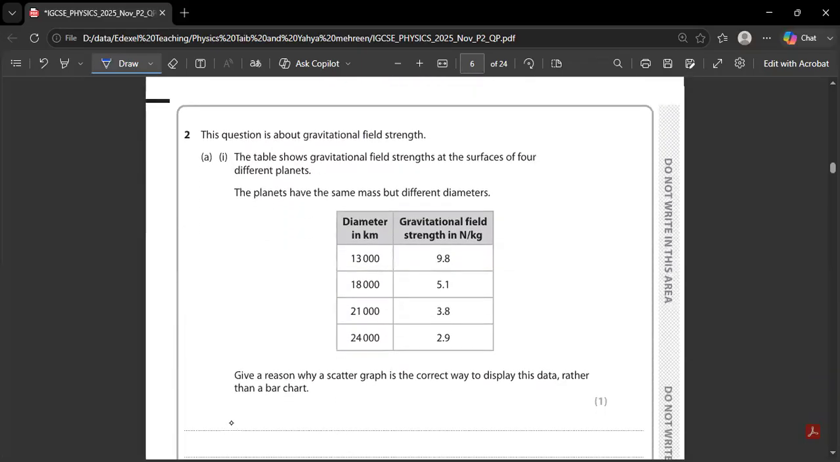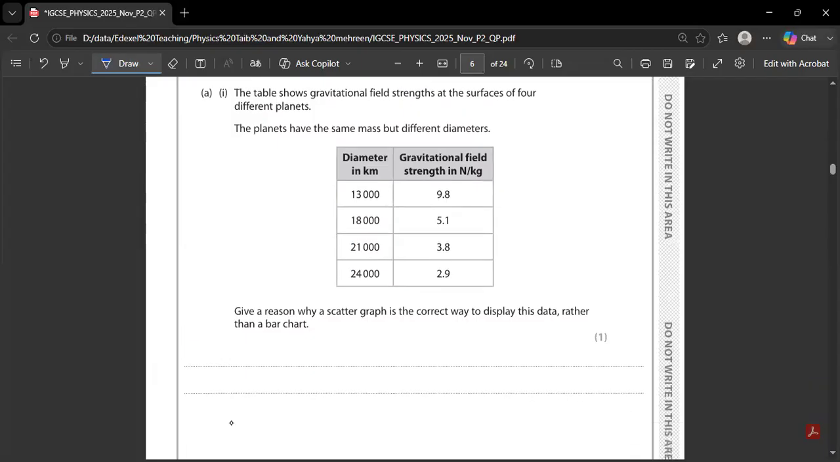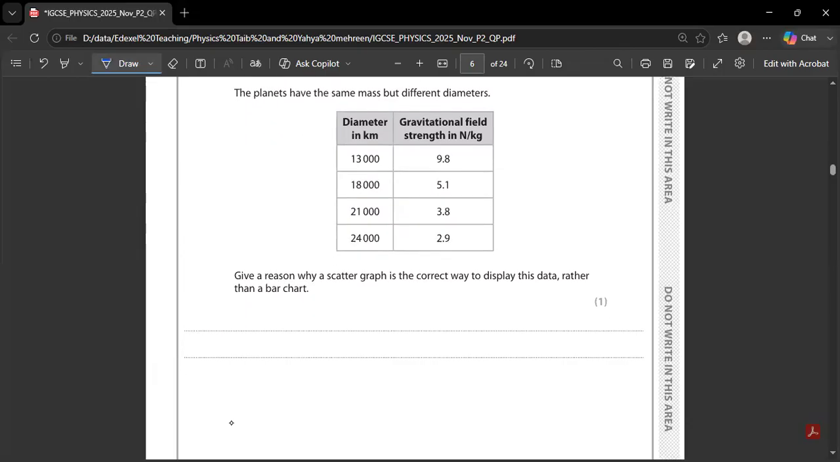This question is about gravitational field strength. The table shows gravitational field strength at the surfaces of four different planets, diameter in kilometers, and gravitational field strength in newtons per kg. Give a reason why a scatter graph is the correct way to display this data rather than a bar chart.